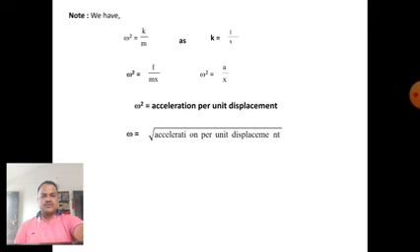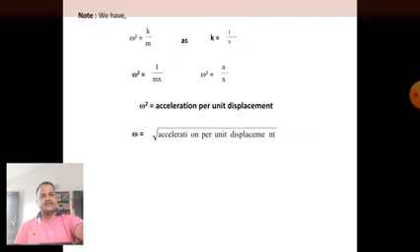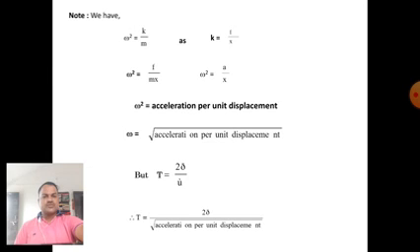Taking the square root on both sides, we get omega is equal to square root of acceleration per unit displacement. But T is equal to 2 pi upon omega. So therefore T is equal to 2 pi upon square root of acceleration per unit displacement.